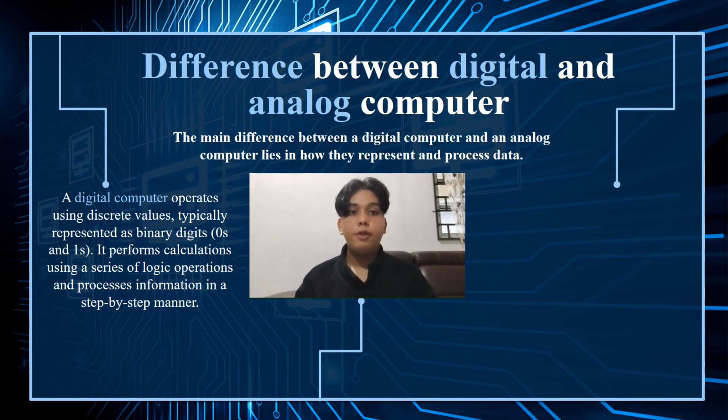Okay, now let's talk about the difference between digital and analog computers. The main difference between digital and analog computers lies in how they represent and process data. A digital computer operates using discrete values, typically represented as binary digits, such as 0 and 1. It performs calculations using a series of logic operations and processes information in a step-by-step manner.